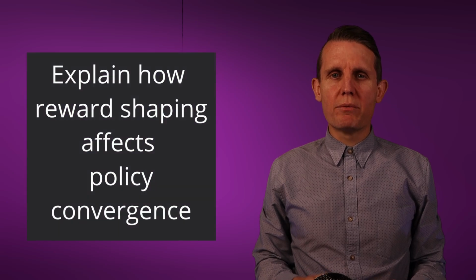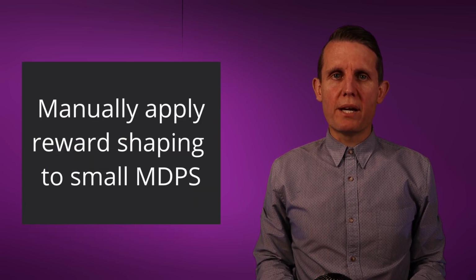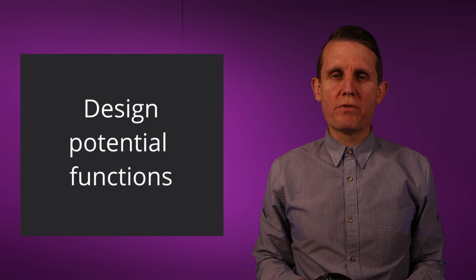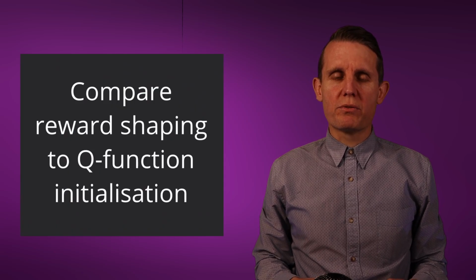By the end of this part, you're expected to be able to do the following learning outcomes. Explain how reward shaping can be used to help model-free and simulation-based reinforcement learning methods to converge. Manually apply reward shaping to a given potential function to solve small-scale MDP problems. Design and implement potential functions to solve medium-scale MDPs automatically. And compare and contrast reward shaping to Q-function initialization. Let's get started.